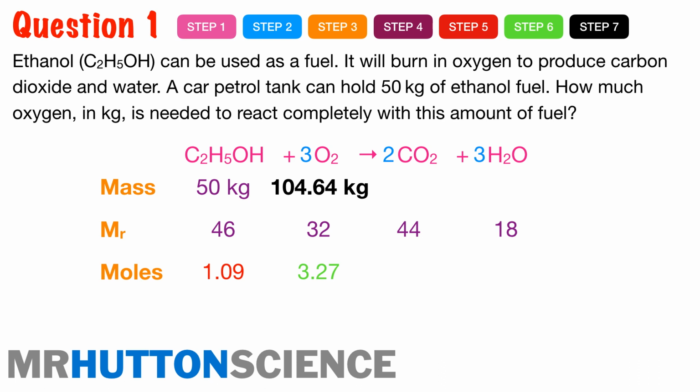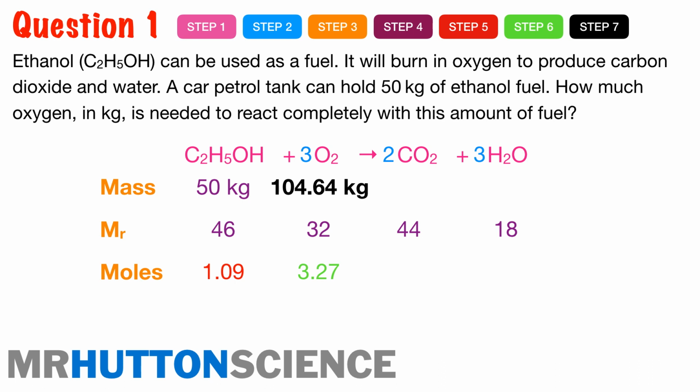So step 3, straightforward, we're just going to write down mass, MR, moles down the left hand side. And then step 4, we need to add in any information we've got from the question. In the question, it tells us we've got 50 kilograms of ethanol, and we've used our periodic table to calculate the MR of ethanol, the MR of our oxygen, carbon dioxide and water. We're only really interested in ethanol and oxygen in this one, but we have just added in the carbon dioxide and water as an example.